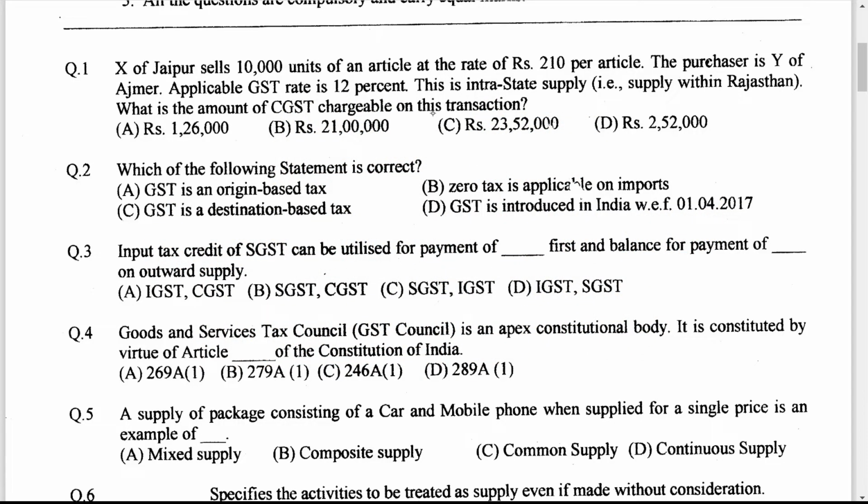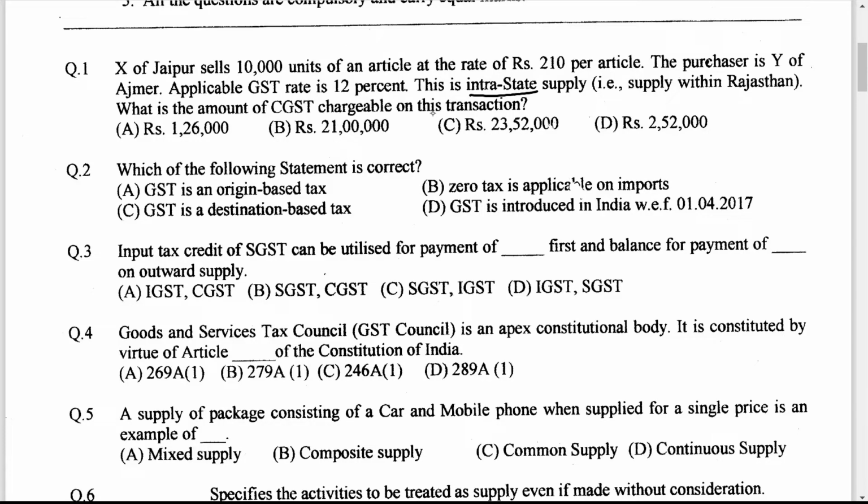X of Jaipur sells 10,000 units of an article at the rate of 210 per article. The purchaser is Y of Ajmer. Applicable GST rate is 12%. This is an intrastate supply, so this is important. It is an intrastate supply, a supply within Rajasthan. Now what amount of CGST is chargeable on this transaction?